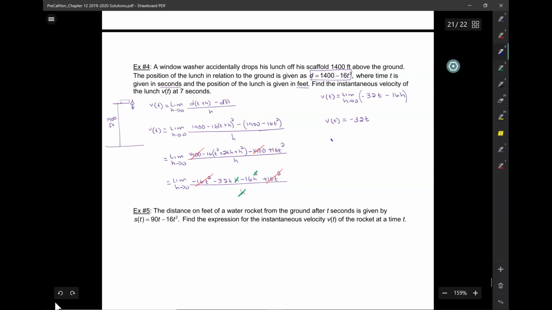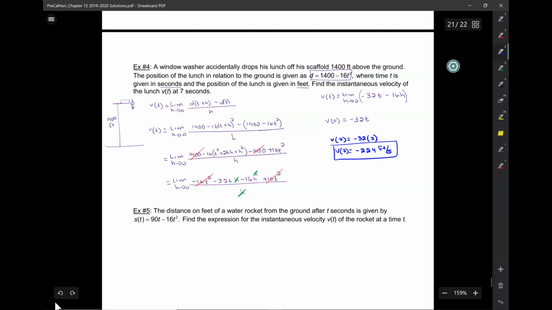But what's v of 7 then? v of 7 is negative 32 times 7, which means v of 7 is equal to negative 224 feet per second.